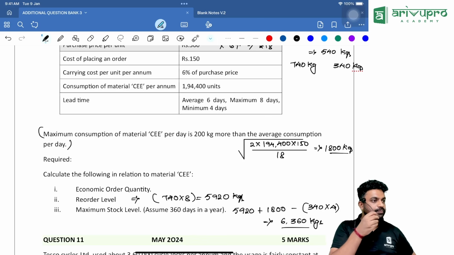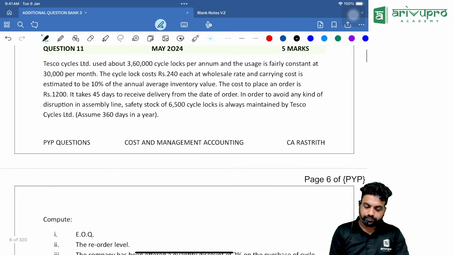Is that clear? Anyone any doubt? So we can go to the 11th one then. Yes.